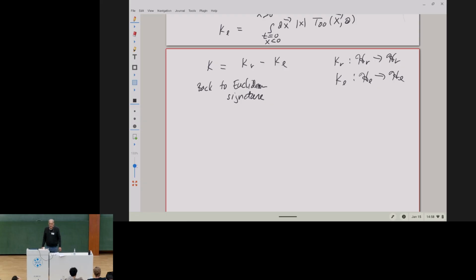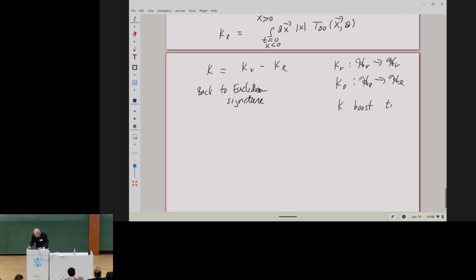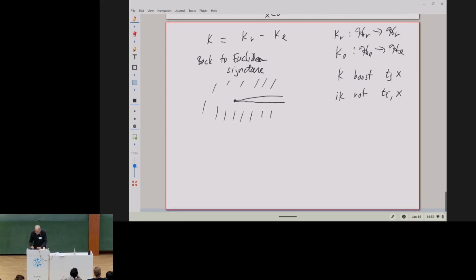K becomes i times a rotation generator in Euclidean signature. So K was a boost of x and t, but instead iK we can think of as a rotation generator of the Euclidean space, t_E and x. So now we want to consider from this point of view the density matrix for observations in the right Rindler wedge.